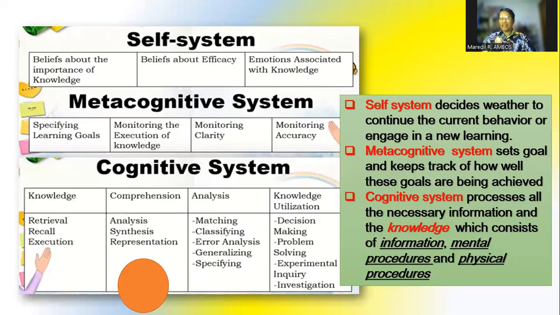In the metacognitive system, it sets goals and keeps track of how well these goals are being achieved. In the cognitive system, it processes all the necessary information and knowledge, which consists of information, then mental procedures and physical procedures.